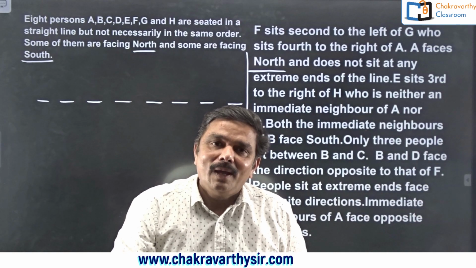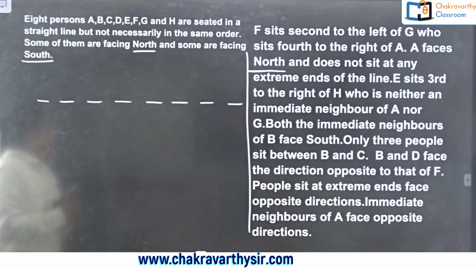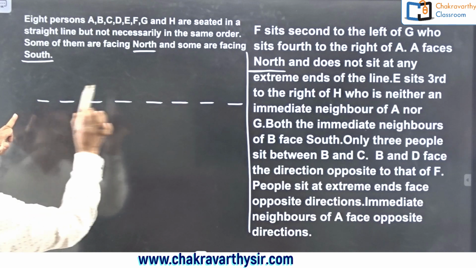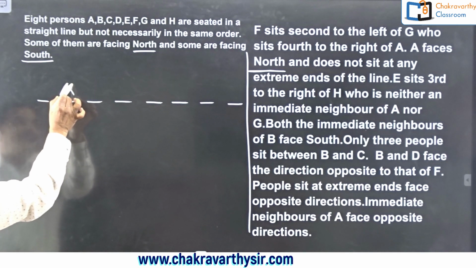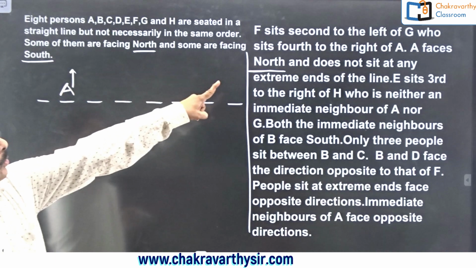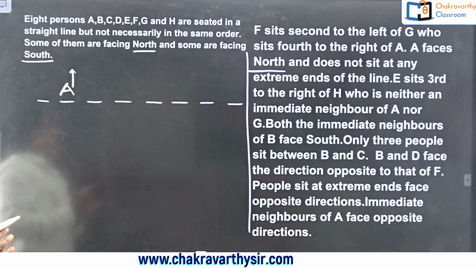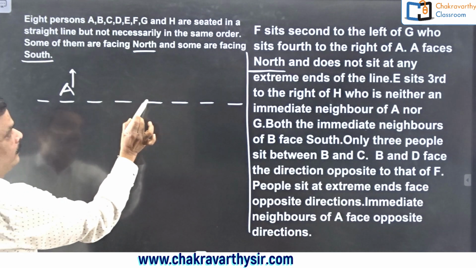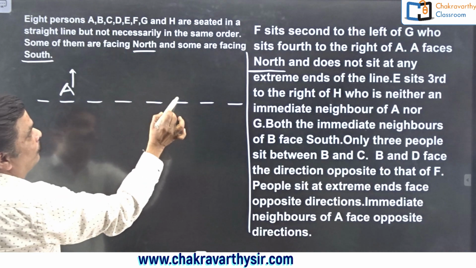This is important. Let us go for the possibilities. Where shall I keep A? One thing is clear: A cannot be here or here. I may place A here, and A is facing north. Now G should be very clearly fourth to the right of A. So first, second, third, because A is facing north, right, left. First, second, third, fourth, G is here.